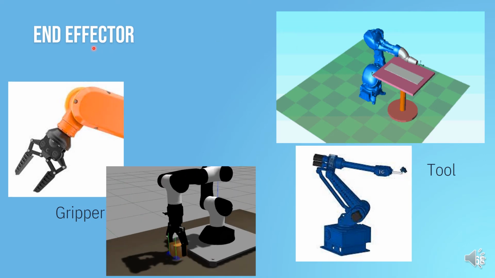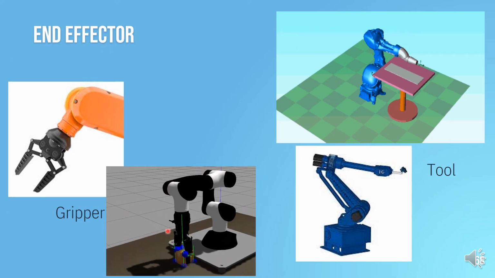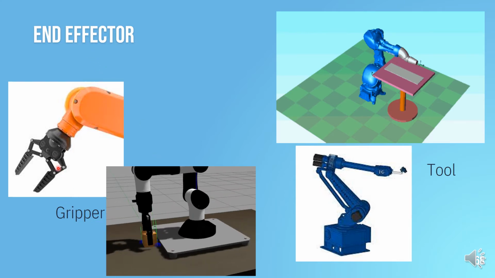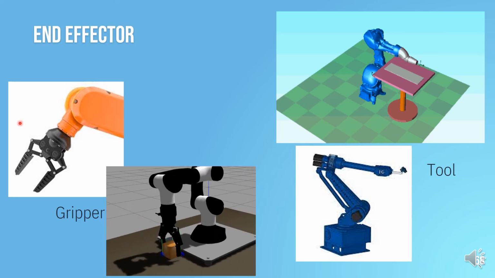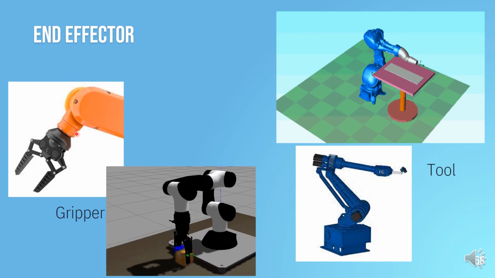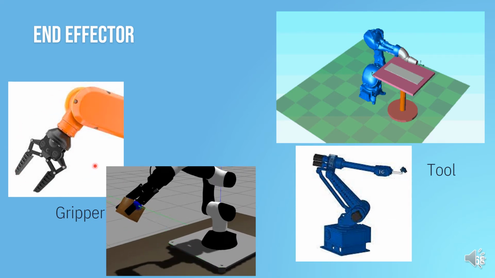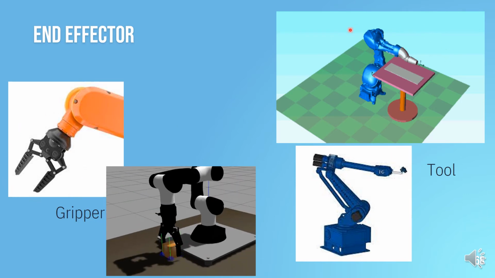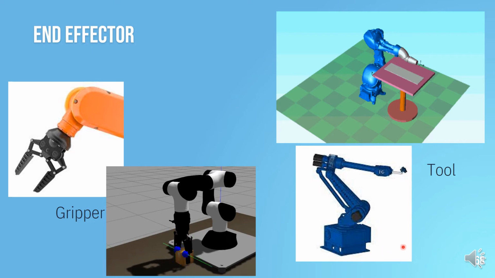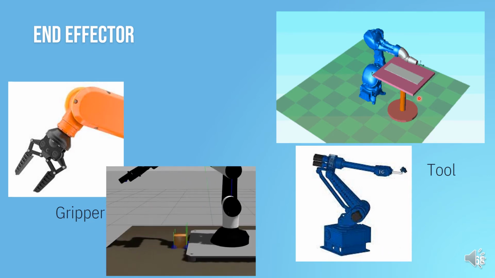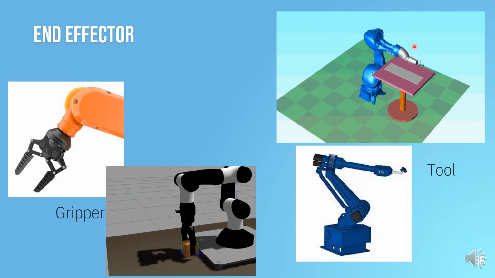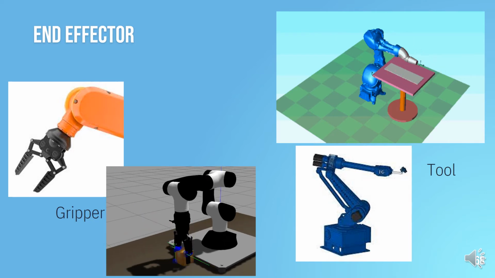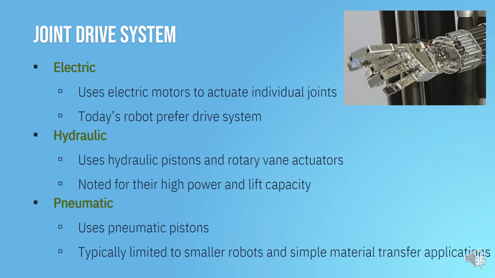The figure at the left shows an end effector with a gripper. So this is the gripper attached at the end of the end effector. And the right figure here shows an end effector with a tool. In this case, the tool is the spraying tool.